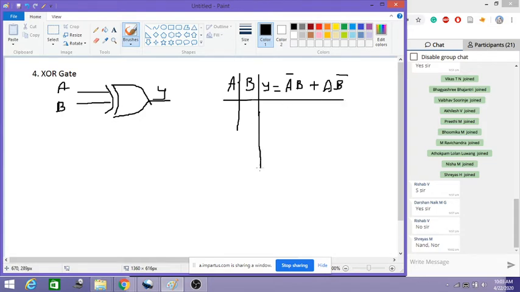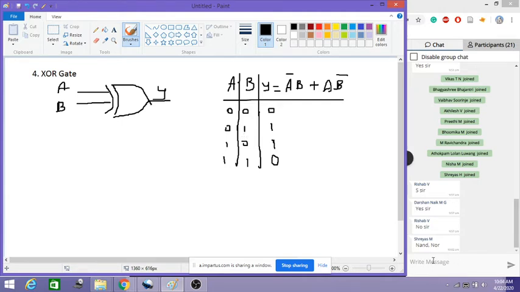So let us write the inputs here: 0 0, 0 1, 1 0, 1 1. Now here the truth table output is like this. So it means the output is 1 only when any one of the input is 1. So this we call it as XOR gate. Means when both the inputs are same, the output is 0. This is a very important gate we used in most of the circuits.